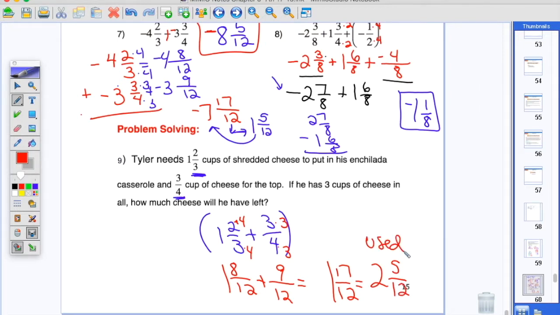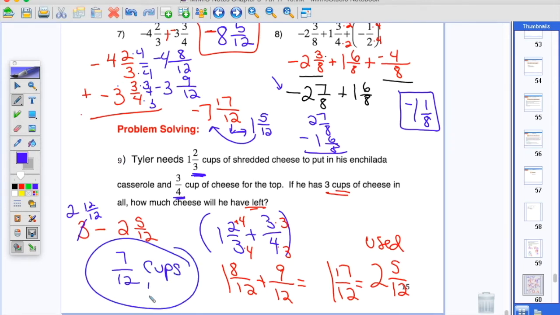We want to find out how much he has left. Well, if he starts with 3 cups, we have 3 cups minus 2 5/12. So we can subtract. We don't have any fractions, so we're going to borrow. This becomes a 2 12/12. So 12 minus 5 is 7 over 12. And then 2 minus 2 is 0, so he has 7/12 cups left.